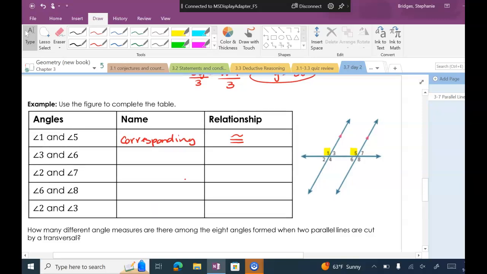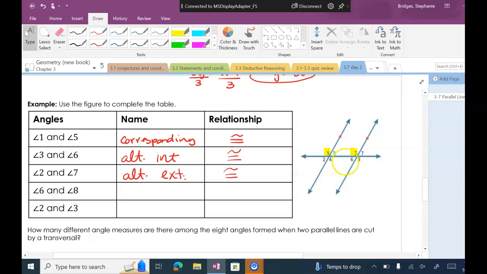All right, what about 3 and 6? What would those be? Alternate interior, and what are they? Congruent. 2 and 7. Alternate what? Okay. And what are they? Congruent. What about 6 and 8?